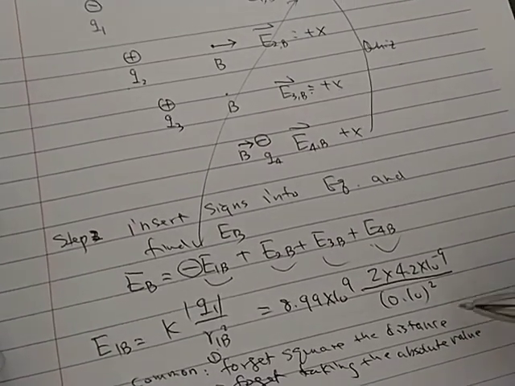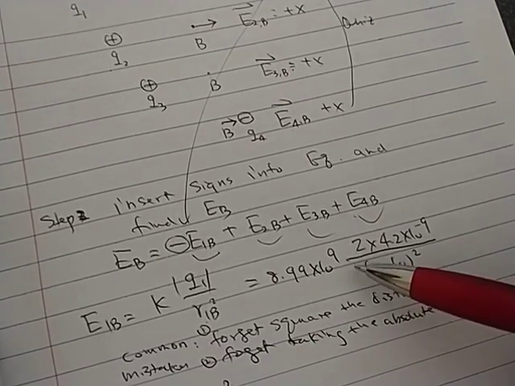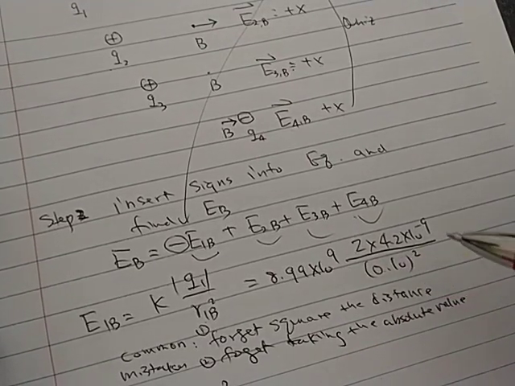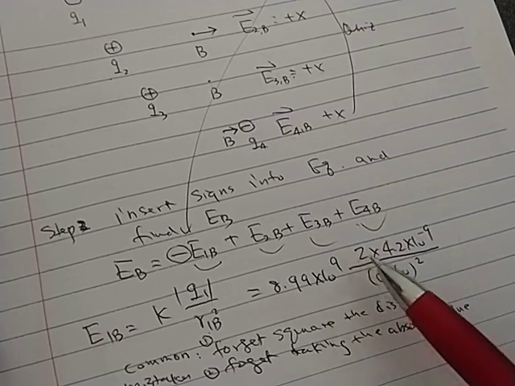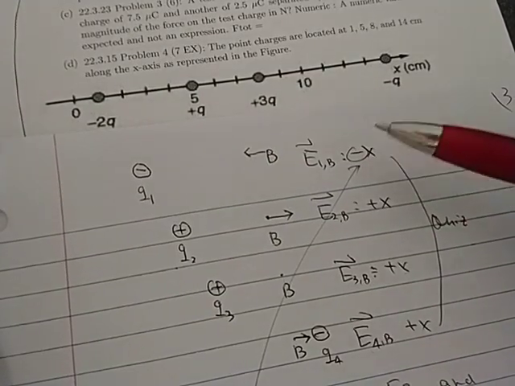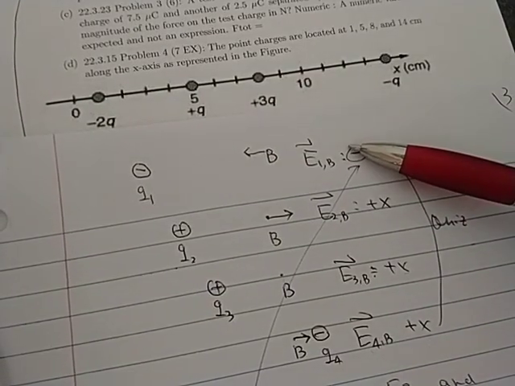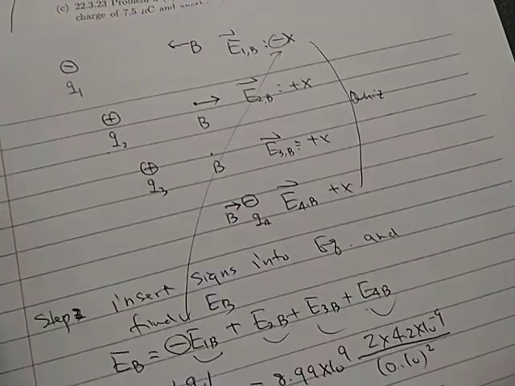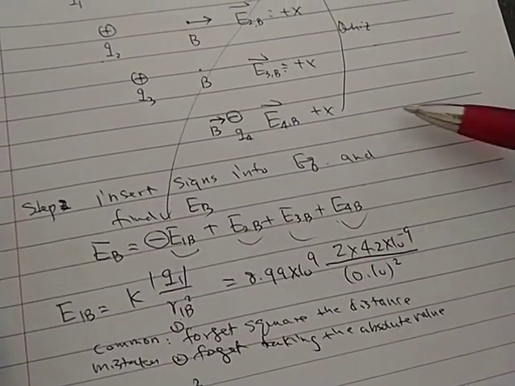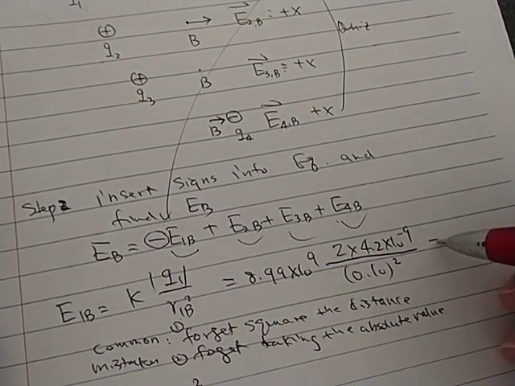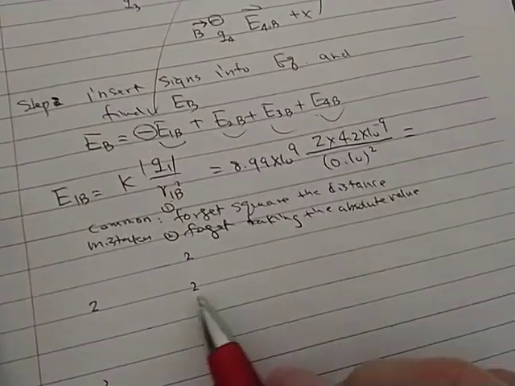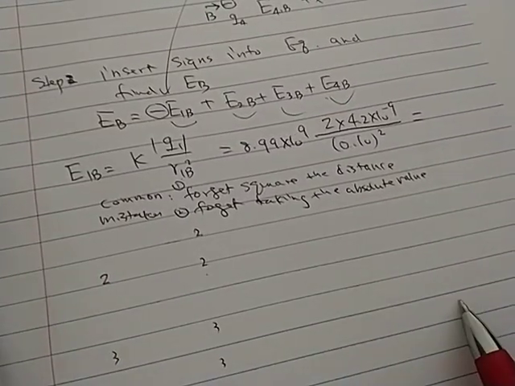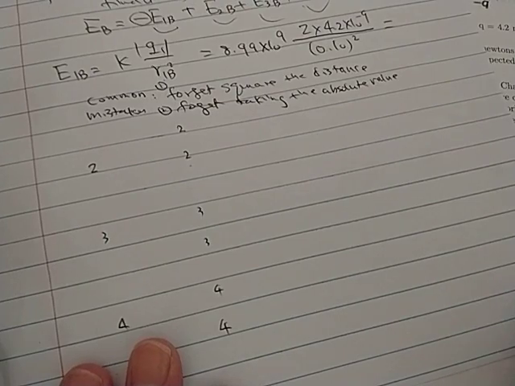And you may wonder why we do not take the sign here. Well, the reason is that this sign, negative or positive, is already taken care of over here with the direction. We do not need to do it twice. You already did it. And of course, you get a number here, a number here, a number here, and a number here.